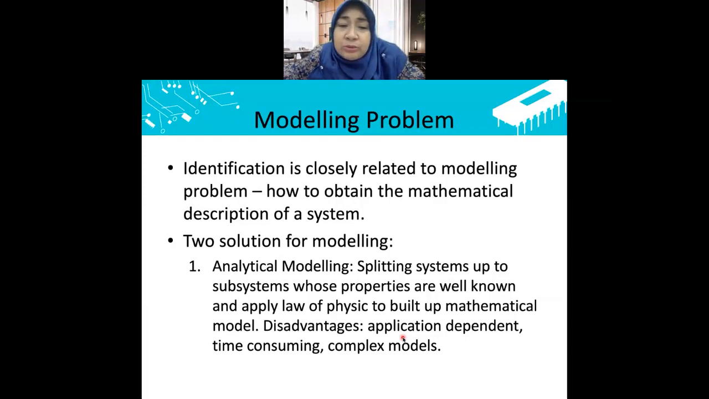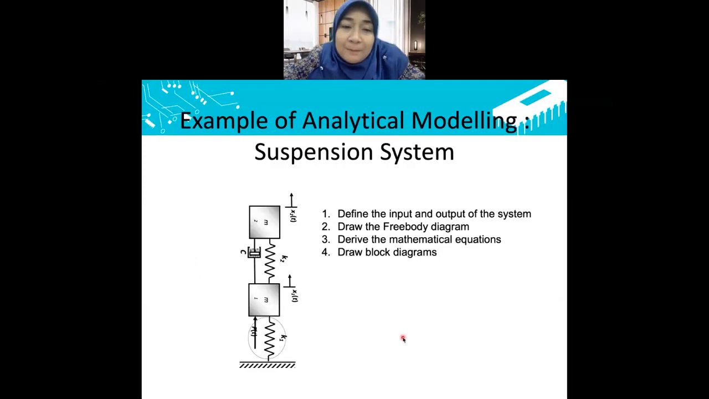Also, it's time consuming. Just now when we wanted to draw the block diagram, it took time, but of course when you have to do it, you do it. And the model can be very complex as well. So that is the first modeling technique.